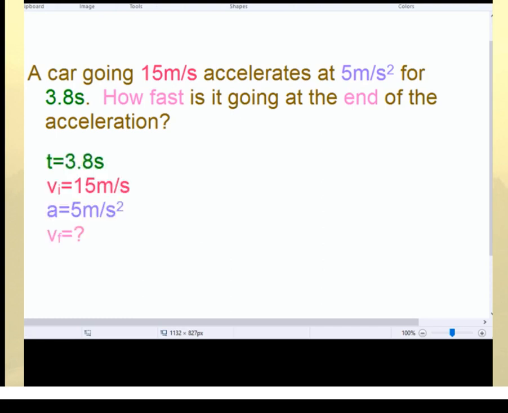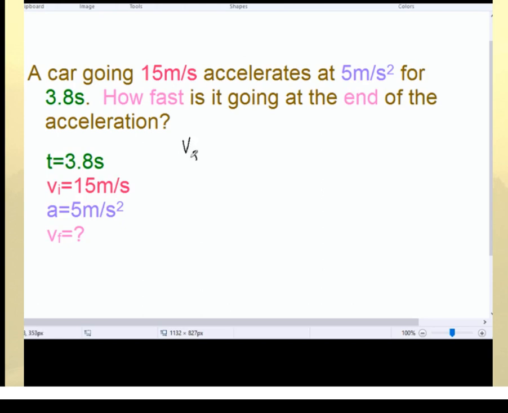Okay, our time is 3.8 seconds. Our initial velocity is 15 meters per second. Again, the book might say v-naught, v-naught in the x direction, but I'm just going to label it v-i. a is 5 meters per second squared. And v-f is what we're looking for, because it asks how fast it is going at the end of the acceleration.